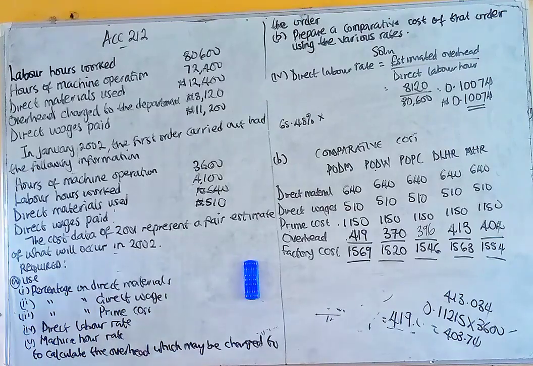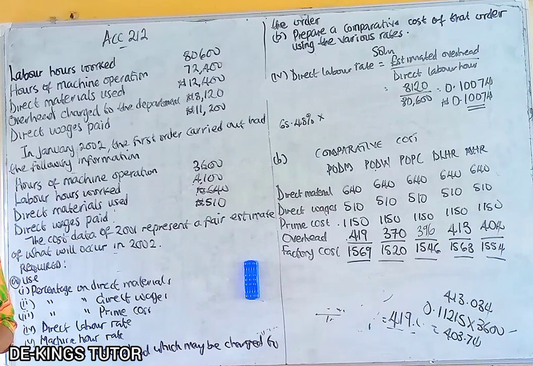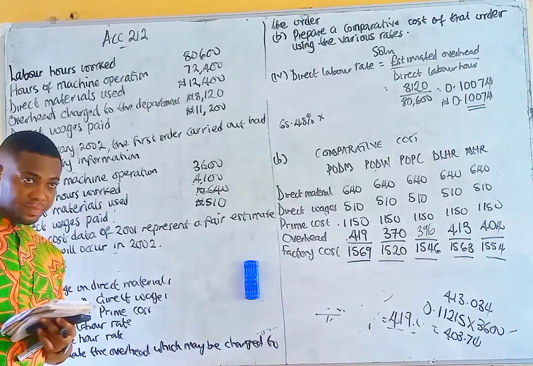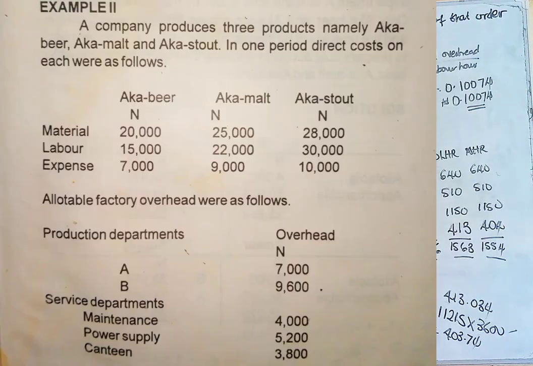Now let's take this question. This is another question from past papers. A company produces 3 products.